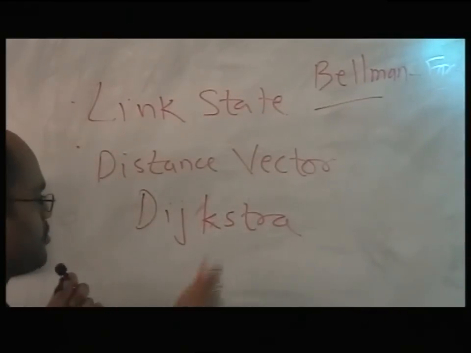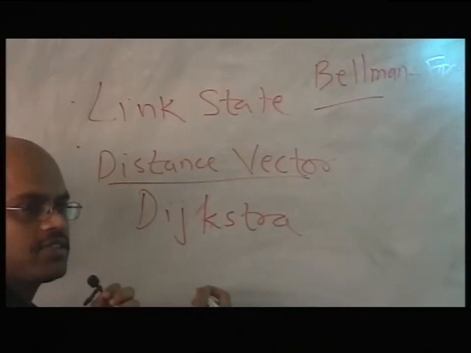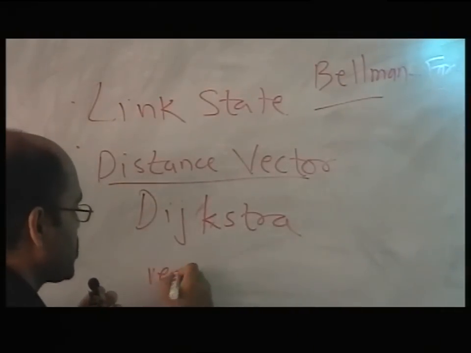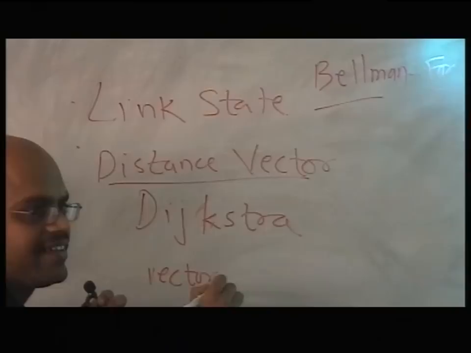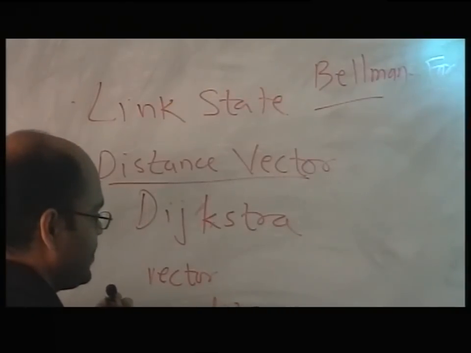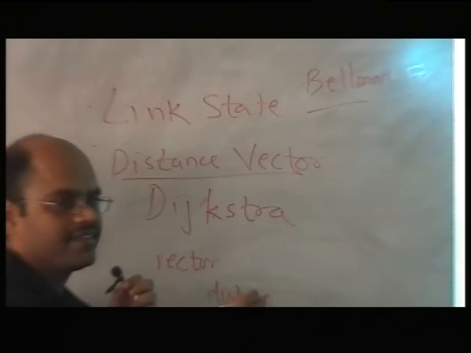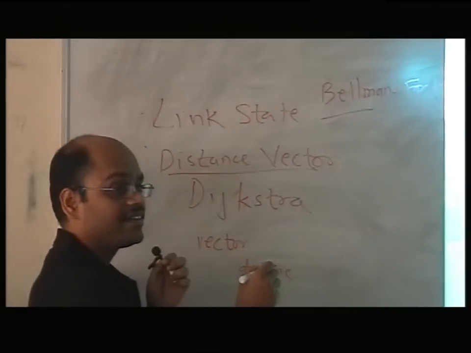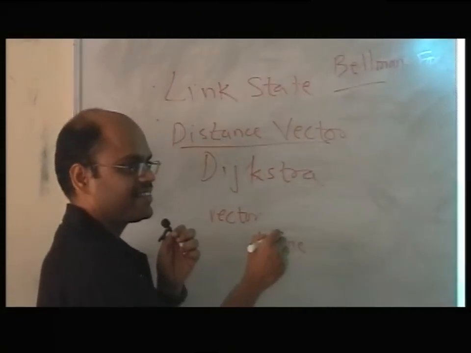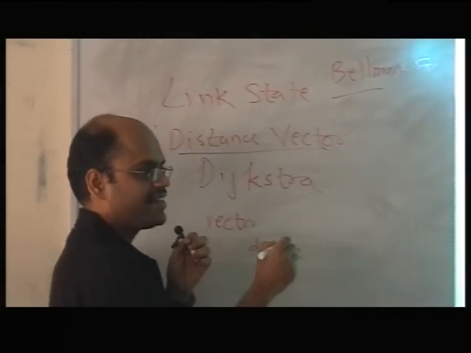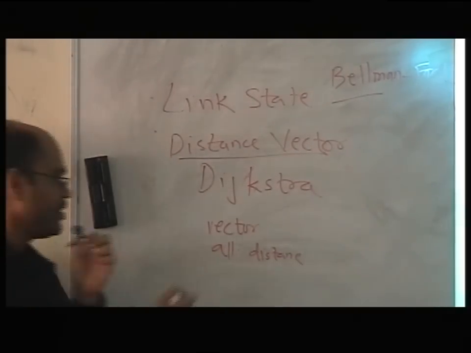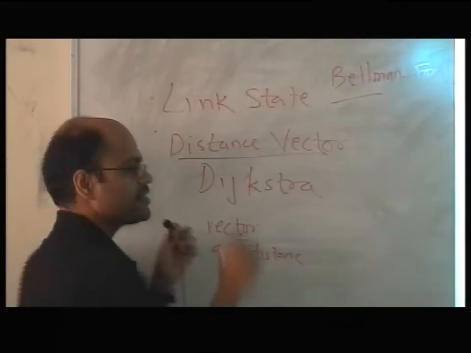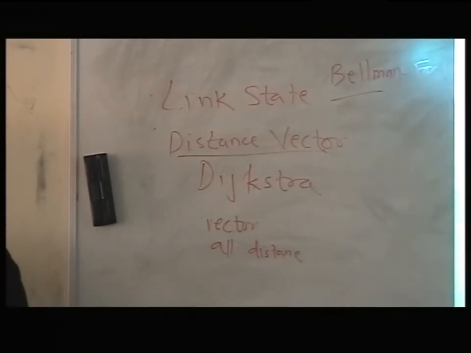Right. So there is something. So what does distance vector exchange? A vector which contains some distance to neighbors. Okay, so this is for distance vector. What could be the message? What is the message for link state?